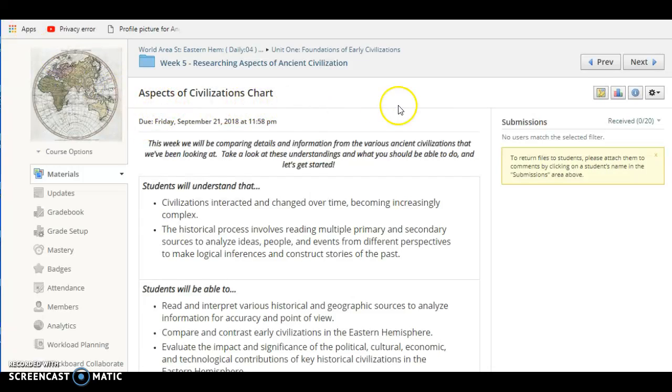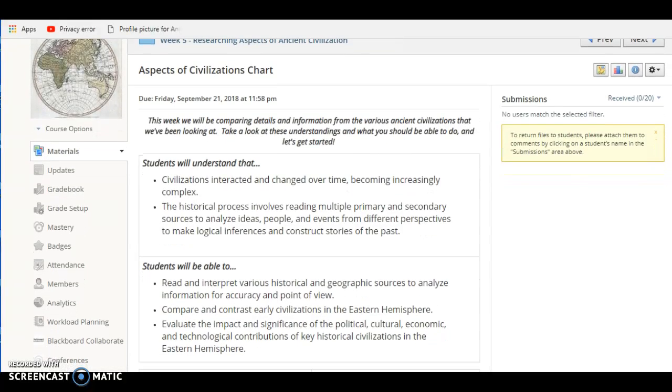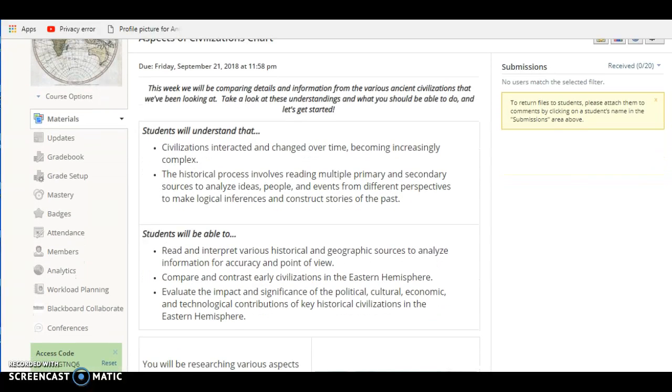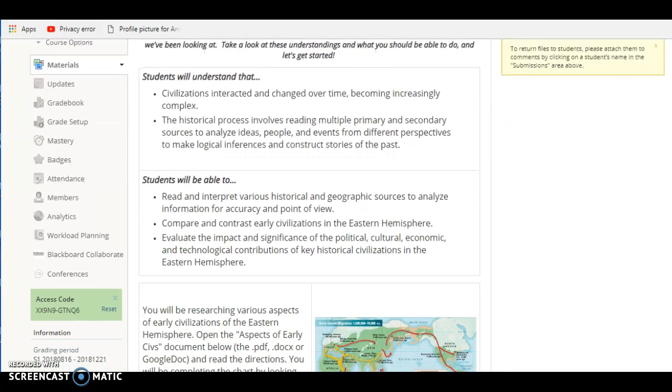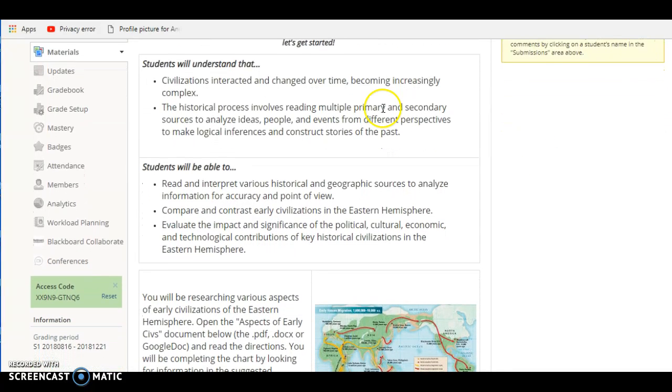Aspects of Civilization chart. This week, we will be comparing details and information from the various ancient civilizations that we've been looking at. Take a look at these understandings and what you should be able to do, and let's get started. Students will understand that civilizations interacted and changed over time, becoming increasingly complex.